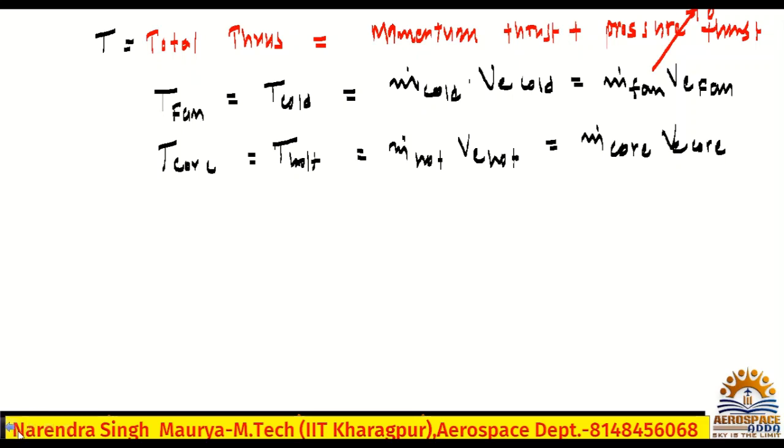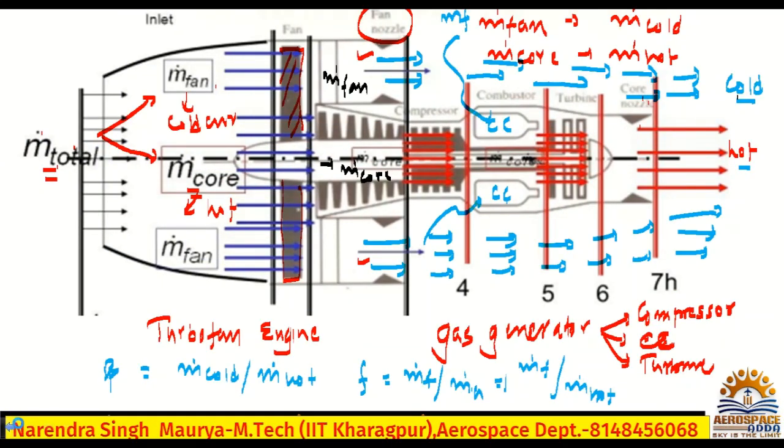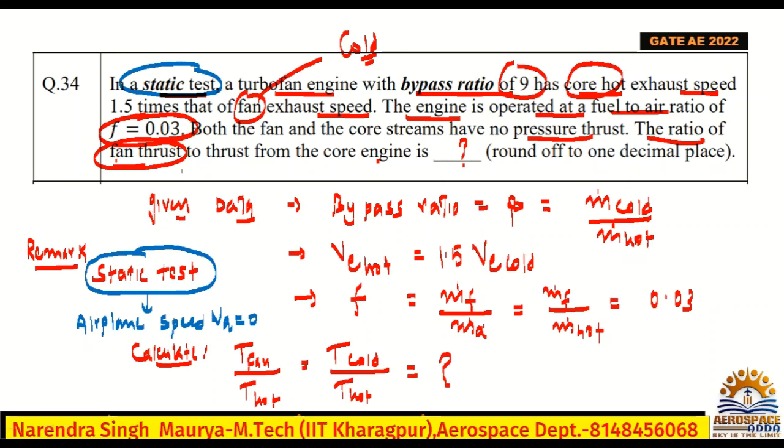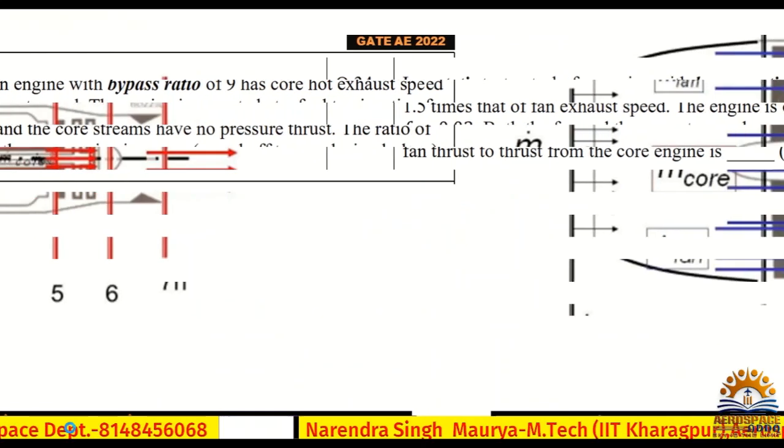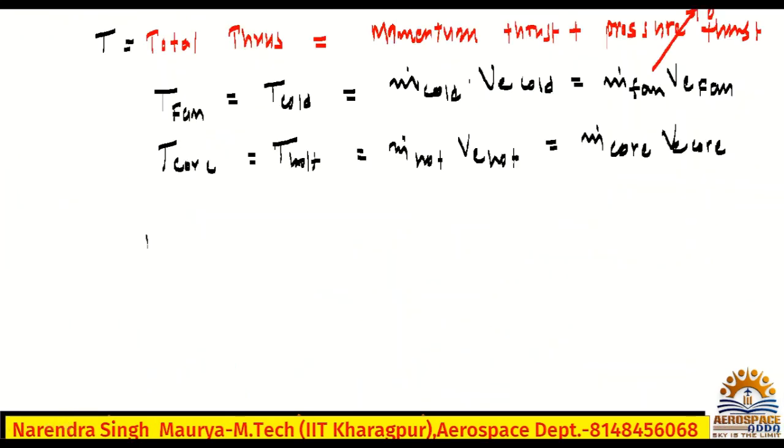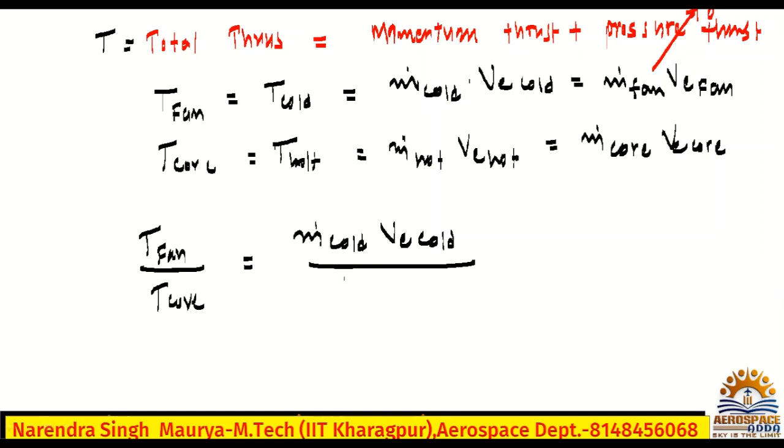All right. What ratio are they asking? Check. They are asking the ratio of fan thrust to core thrust. So we'll write T fan divided by T core. Check. What is the T fan? I will write m dot cold into exhaust velocity of the cold air, divided by m dot hot into exhaust velocity of the hot air. All right.